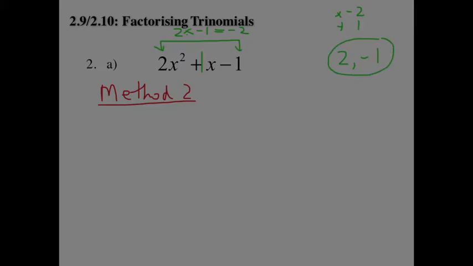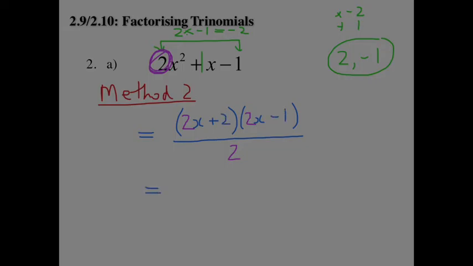When we're using method 2, what we do is we put a pair of brackets over. Now, this is the part we're focusing on. What's the number in front of x squared? In this question, it's a 2. So we're going to start each bracket with a 2, and we're going to divide it by a 2 because that's what was in front of the x squared. So we put 2x over 2, and I come over here and see my numbers are 2 and -1, so I'll put +2 and -1.